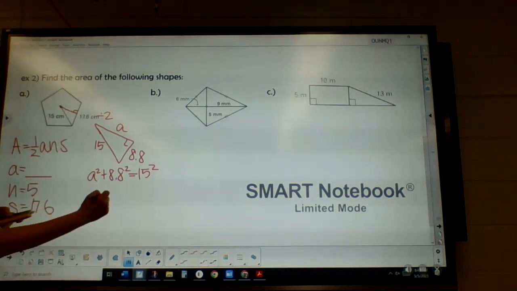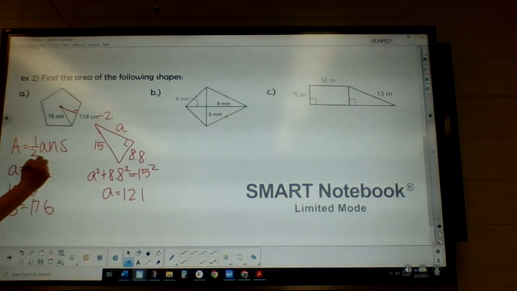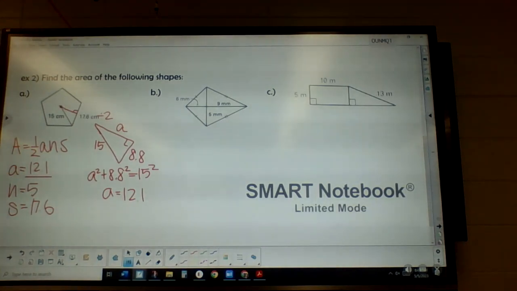So little a is about 12.1. But again, if you can listen to me, hear my voice here, we need to use that long decimal when we go to figure this out. So leave that long decimal in there. Don't just round off and call that 21.8.